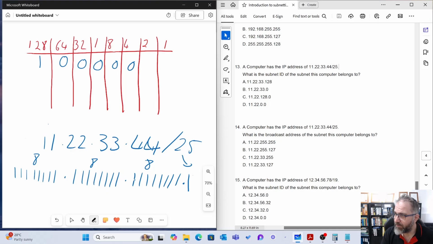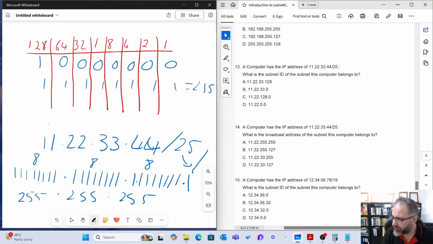So what is the subnet mask? Pause and have a think. Welcome back. So we know that's 255, because if you add them all together up there, that's 255. And then 255, 255. And what's this one here? It's that one now, 128. Hopefully you can see the pattern that's happening here. I'm hoping you notice the pattern.